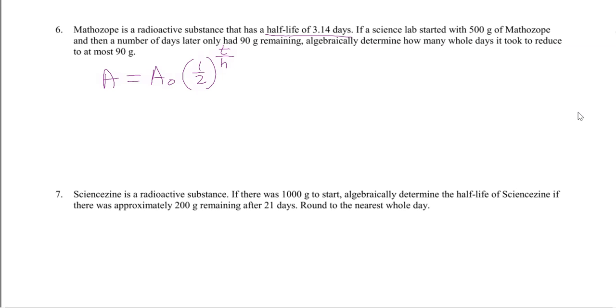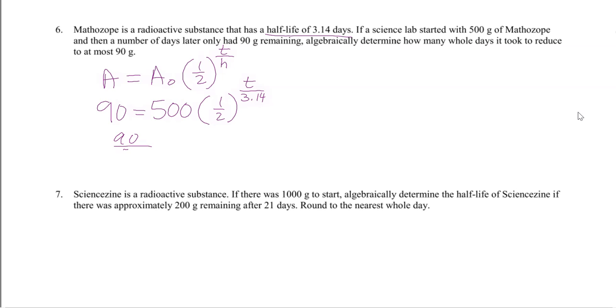So we want to end up with 90 grams. We started with 500 grams. We don't know how much time, but we do know the half-life is 3.14. And if 3.14 is in days, then when we solve for T, it's going to be in days. They have to be in the same units. So T and H have to be in the same unit. So if it's hours, then it has to be hours. If it said hours, but it gave you days, you would multiply by 24 to convert it to hours. Just make sure the units are the same.